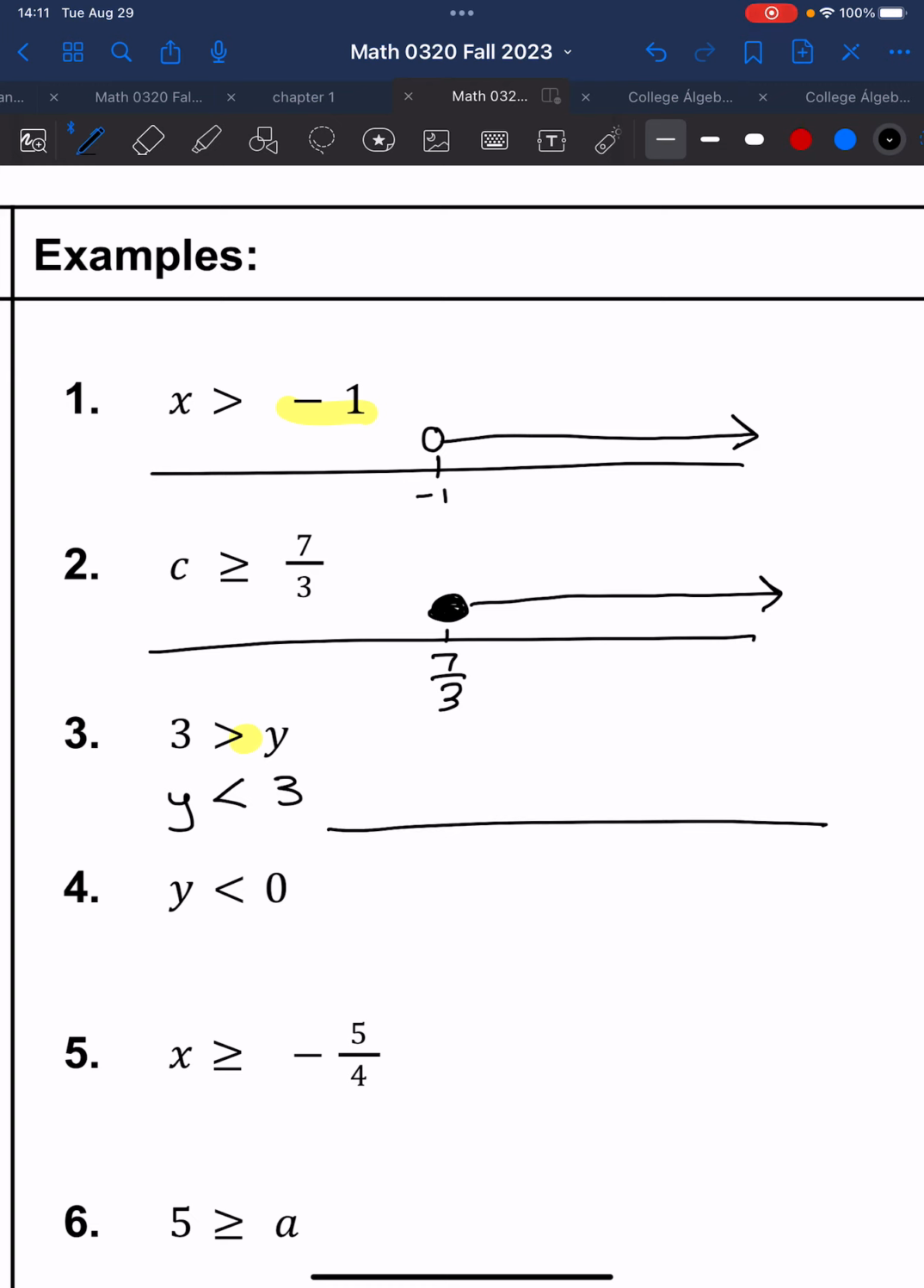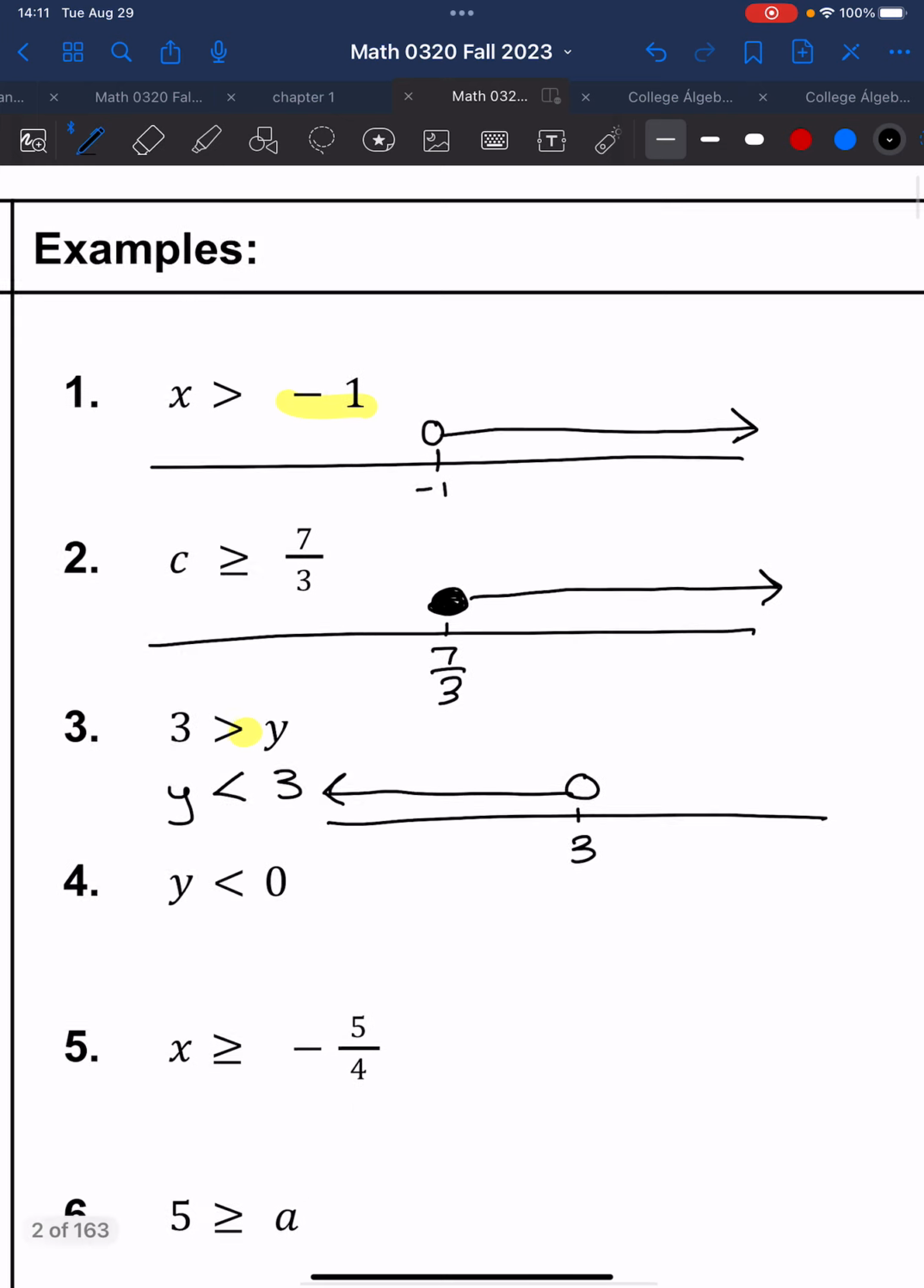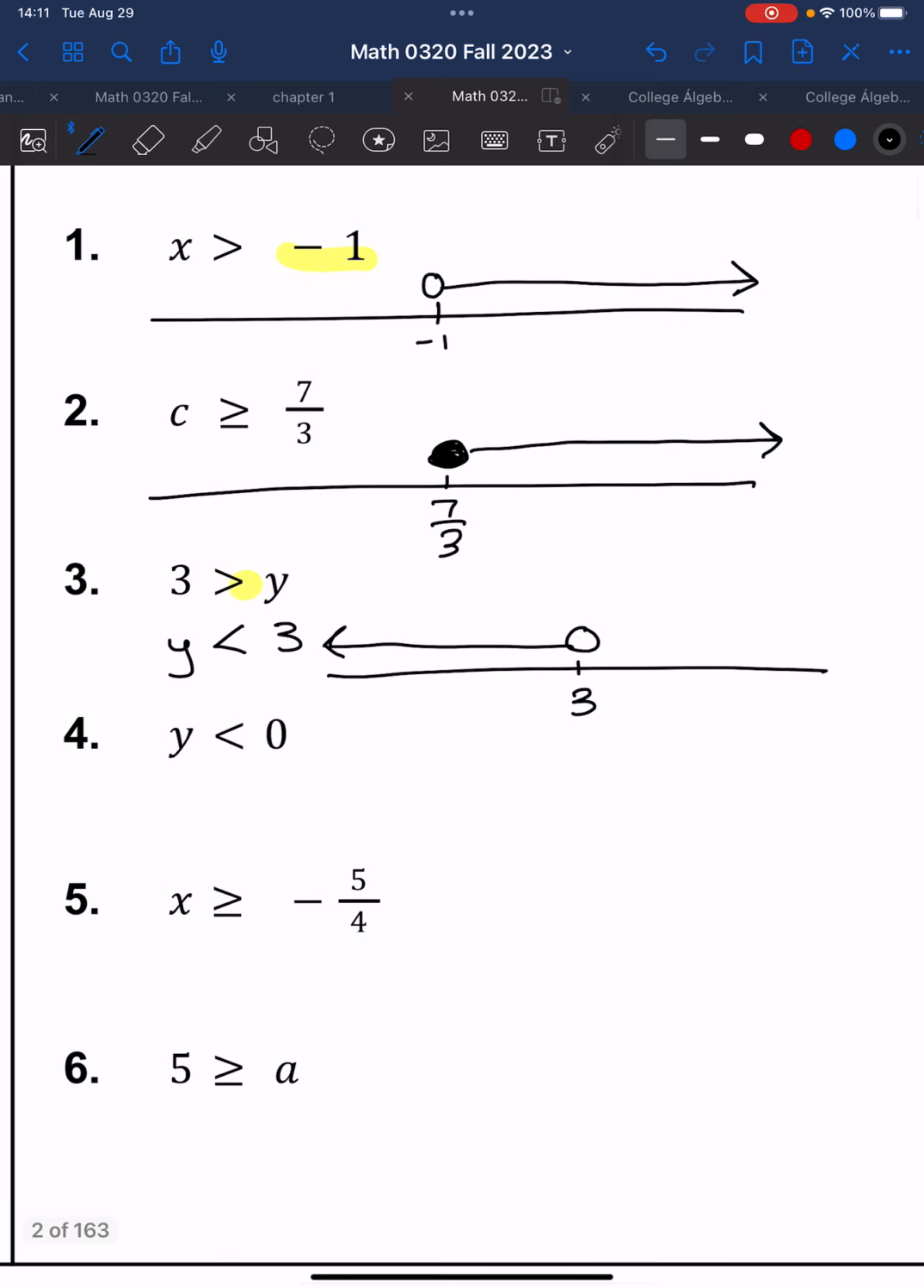So here's my number line. Here's 3. Less than means all the smaller numbers, so we're going to go to the left. And since it's just less than and not less than or equal to, this is an open dot. Example 4, we have y is less than 0. So 0 goes on the number line. Y is less than, that tells us we are going to the left. And since it's just less than, this is an open dot.